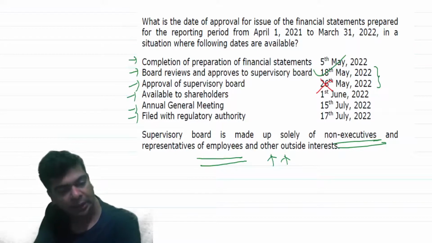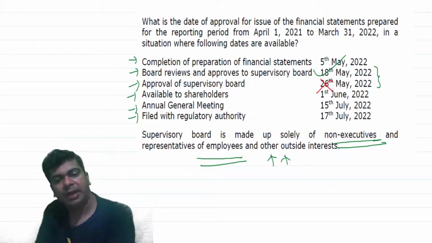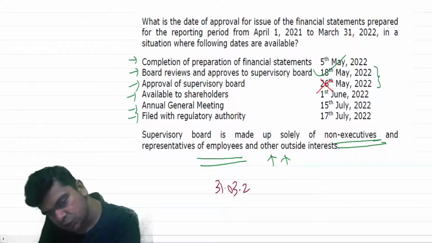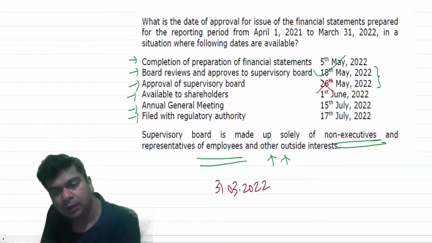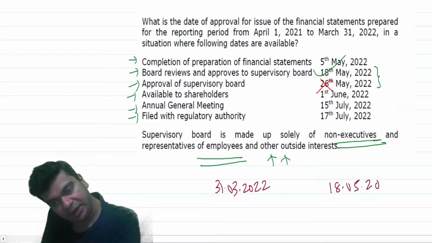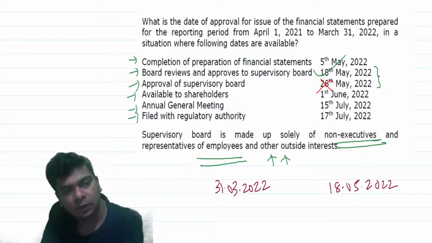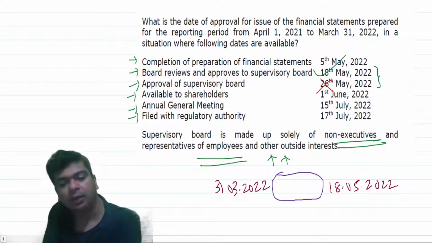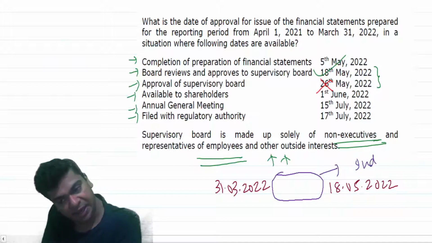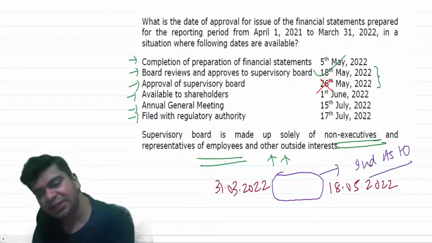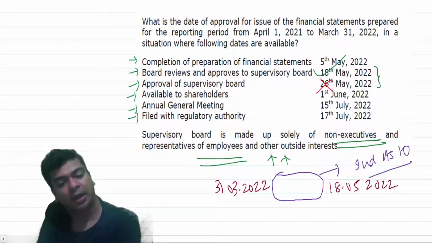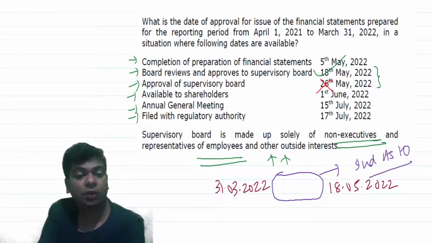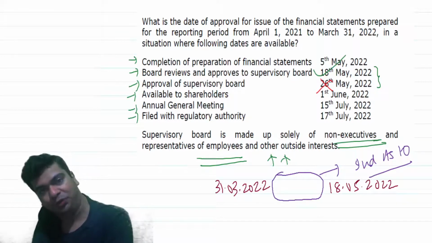You know what that does mean? I'm getting two dates over here: 31st March 2022 and 18th May 2022, right? And this is the in-between period. To this, Ind AS 10 is applicable. Ind AS 10 is applicable to those events that occur between the date of the end of the reporting period and the date on which the financial statements are approved.